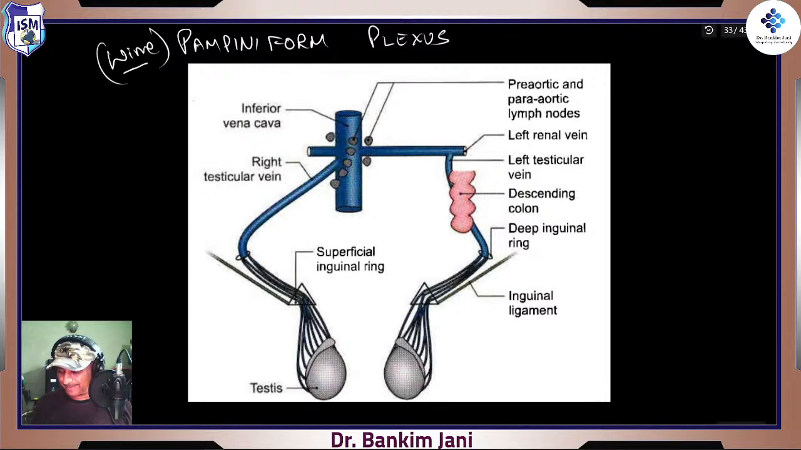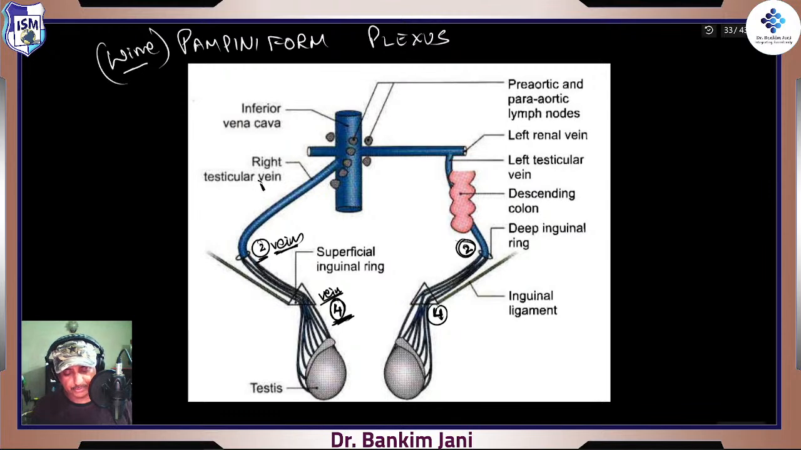Okay, so here the testis is there, right? It is drained by four veins. So at superficial inguinal ring, there would be four veins. Then they will be passing through this inguinal canal. And at the deep inguinal ring, there would be two veins. See, so very systematically it is there. On both the sides, over there are four veins, right? And then at deep inguinal, there are two veins. And then, as they go up, there would be only one vein.